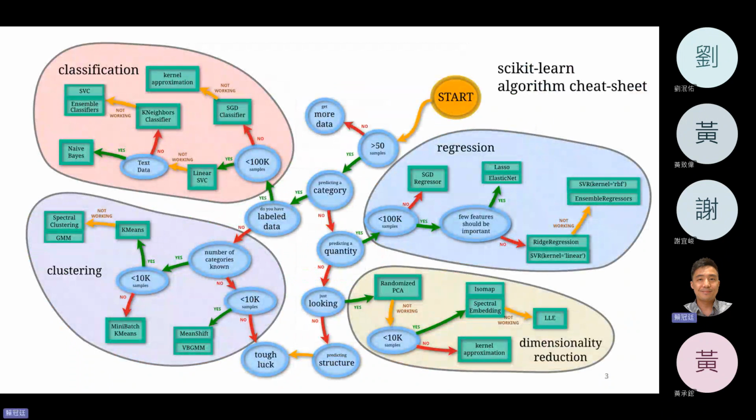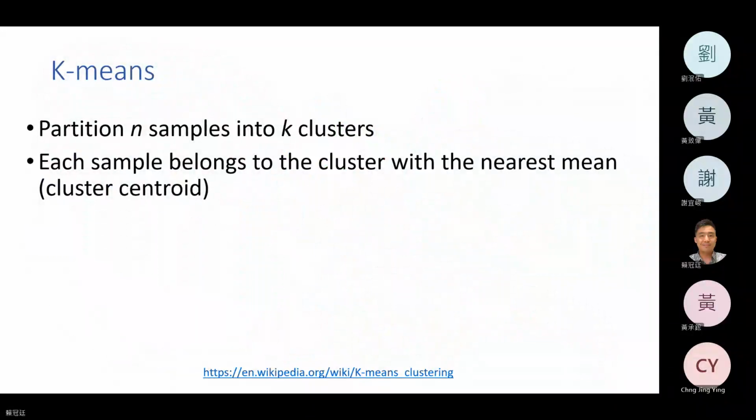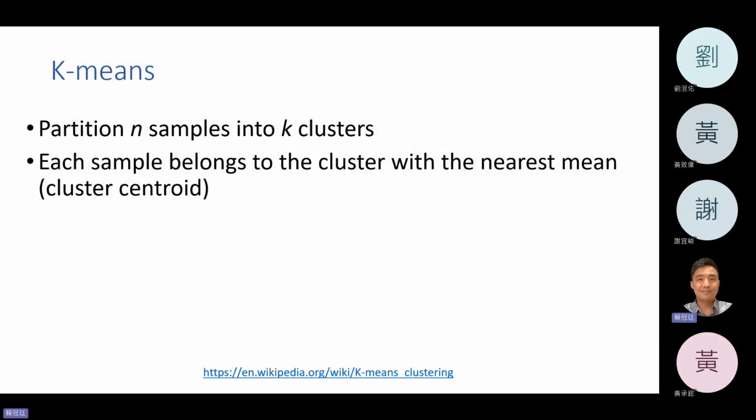Here's a scikit-learn graph. We are now talking about these two parts, clustering and dimensionality reduction. So let's see what's the most popular algorithm for clustering. It's actually called k-means. K-means tries to partition, so split, n samples into k clusters. Each sample belongs to the cluster with the nearest mean. That's why it's called k-means.